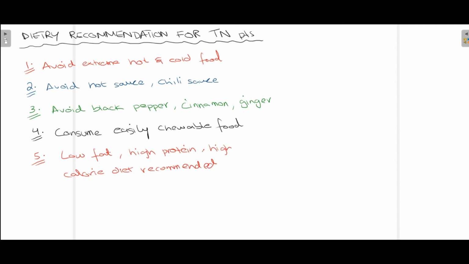Now, in this video, we talked about everything about trigeminal neuralgia, starting from basic anatomy, the introduction of trigeminal neuralgia, different etiological factors, how we classify trigeminal neuralgia, the clinical features, diagnosis, and then thoroughly we talked about the different treatment options, medical and surgical, which are available for patients suffering from trigeminal neuralgia. And lastly, we talked about the dietary recommendations which are given to patients in order to avoid the pain of trigeminal neuralgia.